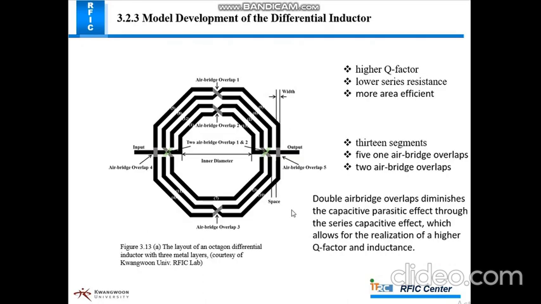So, model development of the differential inductor. We can choose an octagonal differential inductor with 3 metal layers because it has high quality factor, lower series resistance, and is more area effective than the square inductor. It has 16 segments, with 1 air bridge overlap, 2 air bridge overlaps. So double air bridge overlap reduces the capacitive parasitic effect through the series capacitive effect, which allows for the realization of a higher quality factor and inductance.